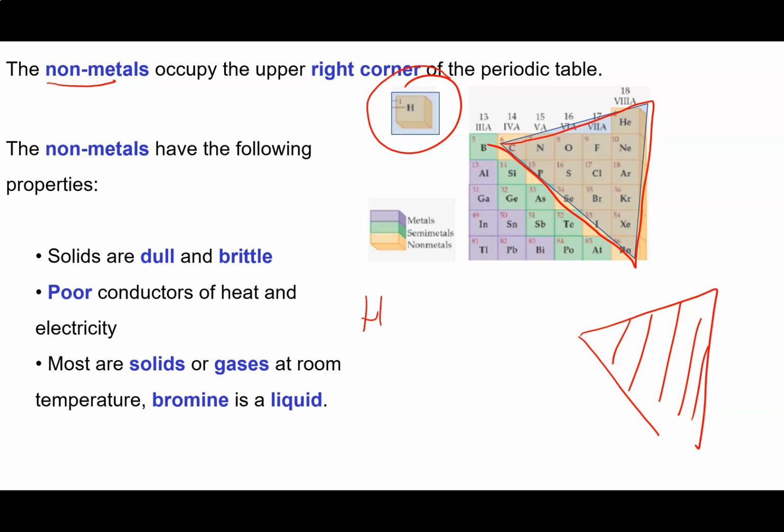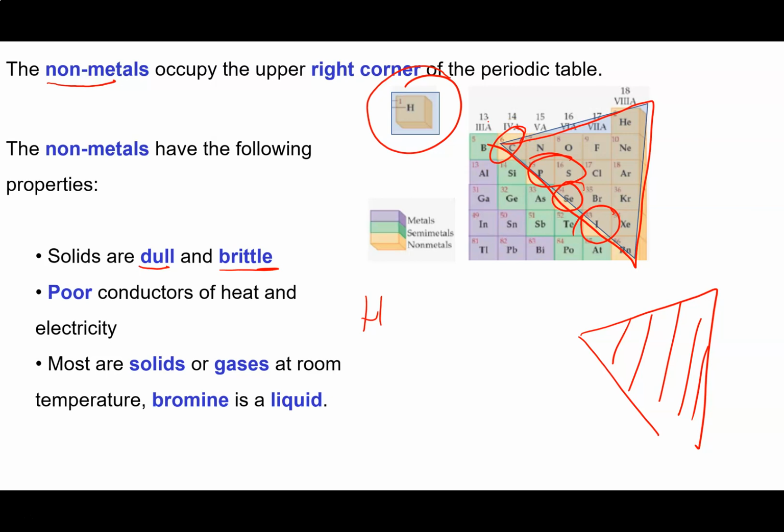So nonmetals are normally quite dull, they're not shiny at all, and if they are a solid at room temperature, they tend to be brittle. A classic example of that would be iodine. It's just kind of like a crystalline, purplish powdery material. Phosphorus and sulfur and selenium are solids at room temperature. Carbon's a solid at room temperature.